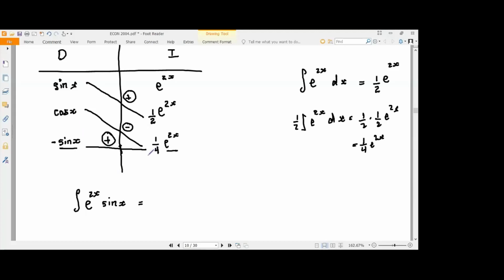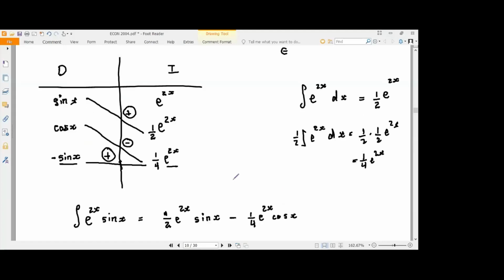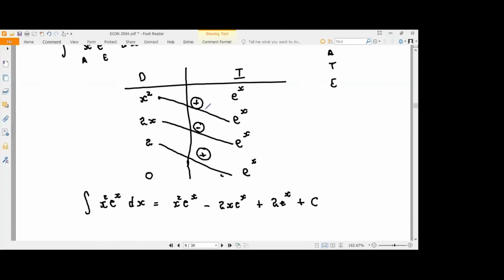All right. So let's write out the values. Ready? So this now is going to give me a half. So let me just write the half at front. So a half e to the 2x sine x. Cool. Then I have a minus now. Then it's going to give me a quarter e to the 2x cosine x. Now, I know that in the first example, what we did was to just write out the values, go down the table and so forth.